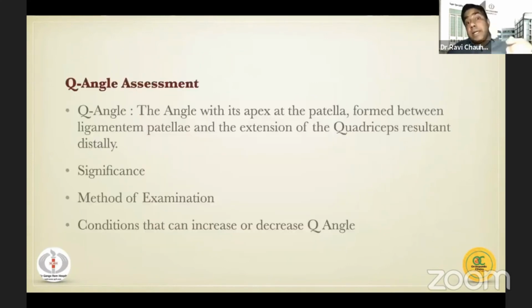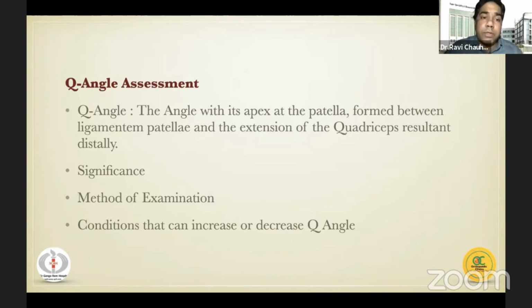Now, moving to another important part of the assessment, Q angle assessment. The Q angle has its apex at the patella, formed between the ligamentum patellae and the extension of the quadriceps resultant distally. This is the actual definition that was given by Brattström in his original paper. What's the significance of the Q angle? It signifies whether, because of the valgus, there is patellar instability or not. What is the method of examination, and what conditions can increase or decrease the Q angle?